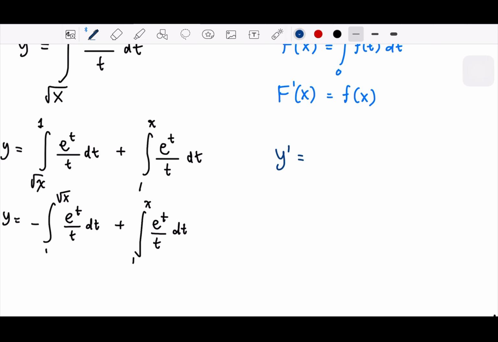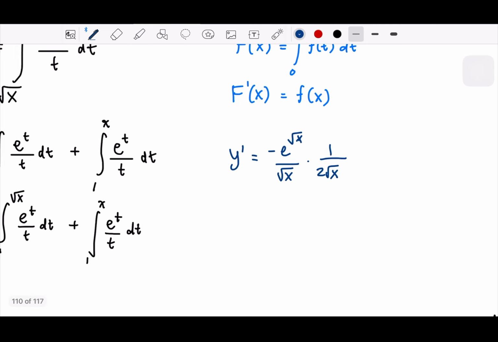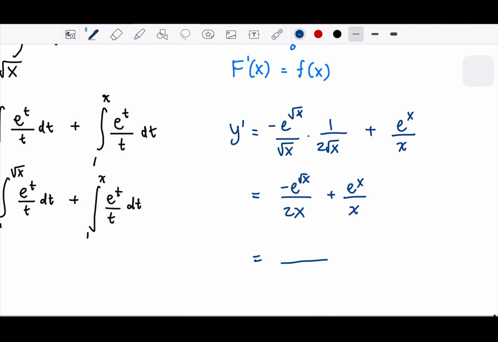Let me write here dy dx, or maybe just y prime. y prime is negative e to the square root of x over square root of x, times 1 over 2 square root of x, plus the other one, e to the x over x. Or if we want it more simplified, we can combine these two. So this will be (2e to the x minus e to the square root of x) over 2x. And that will be our answer.